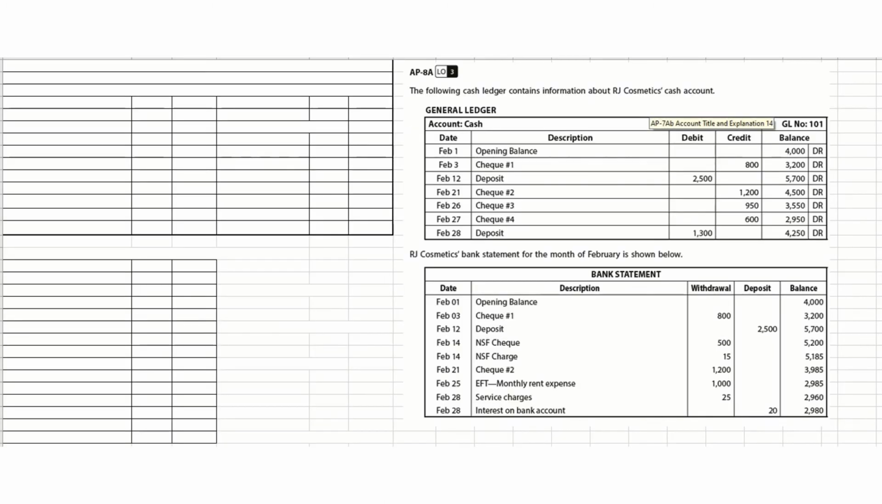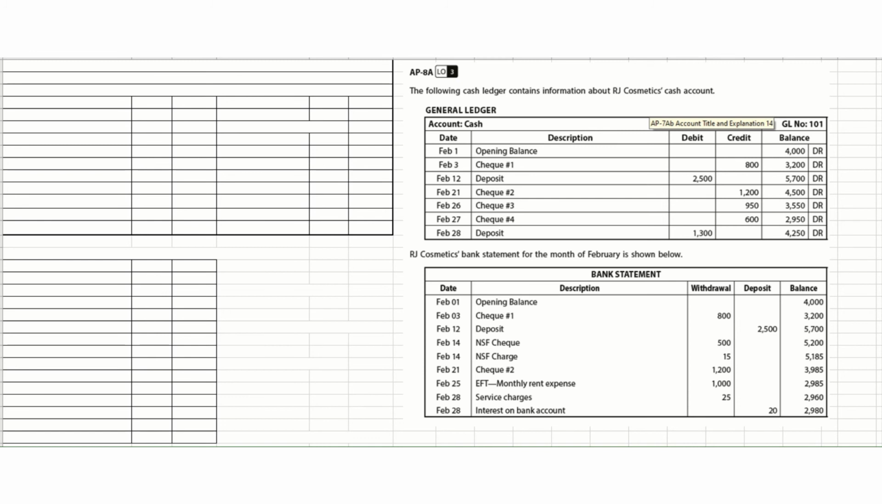This is Chapter 10, Question 8A. All right, so in this question, we've been given some information for RJ Cosmetics cash account. You can see it on the screen here, and their bank statement for the month of February. What we're asked to do is to prepare the bank rec for this company as of February 28, 2019, first of all.